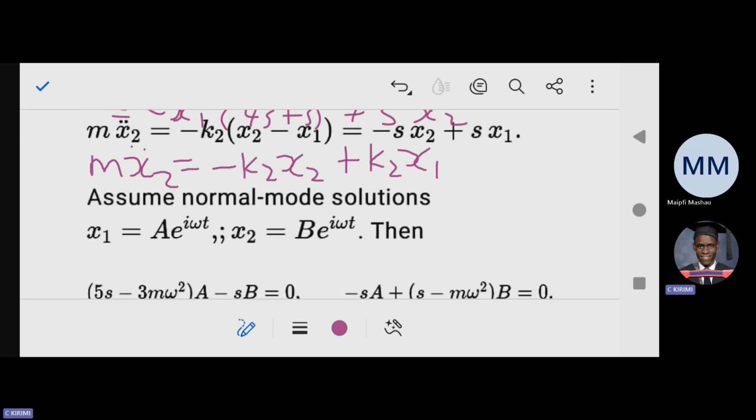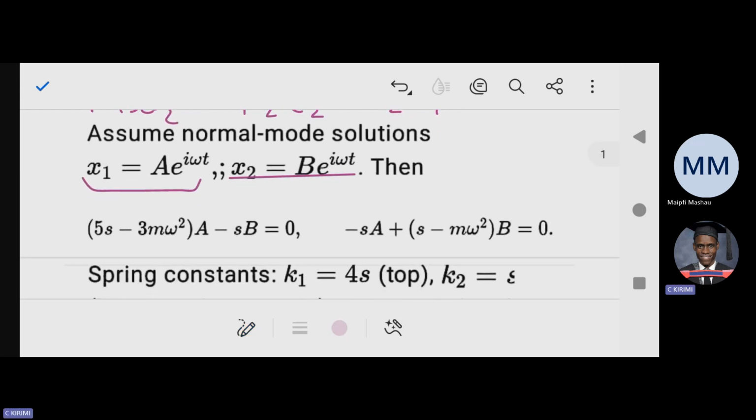You are now substituting where there is K2, you replace it with S. There is no K1, so you can't replace with 4S. Replace with S. Now we have our differential equations, the solutions, which were x1 and x2.